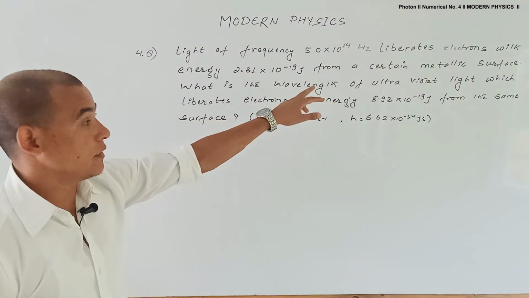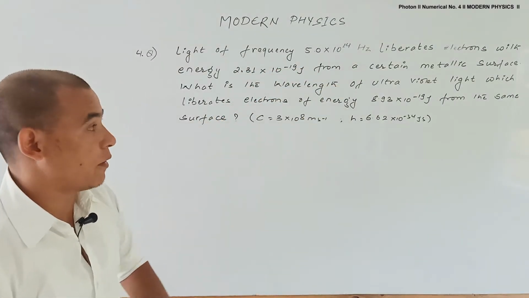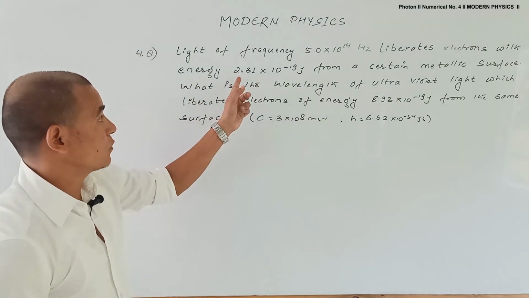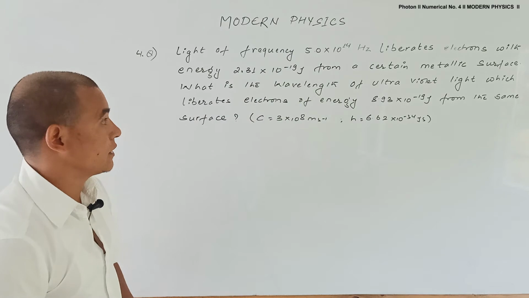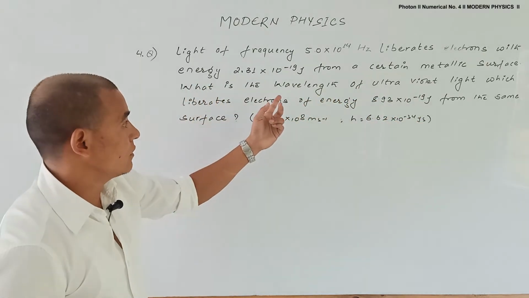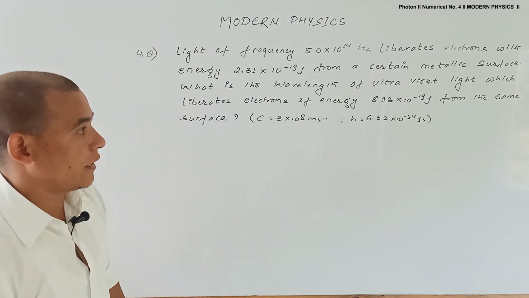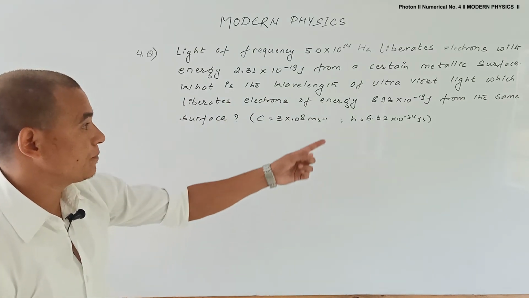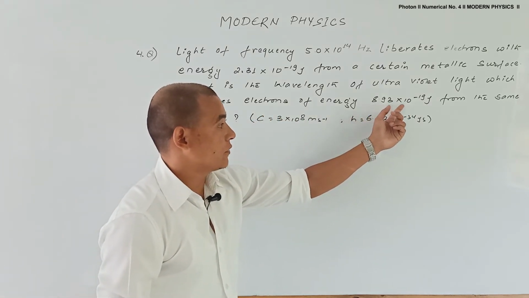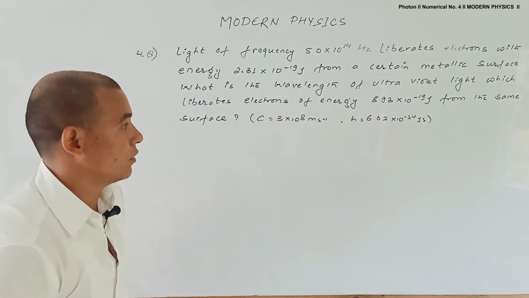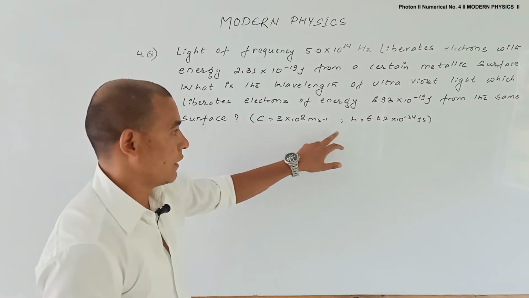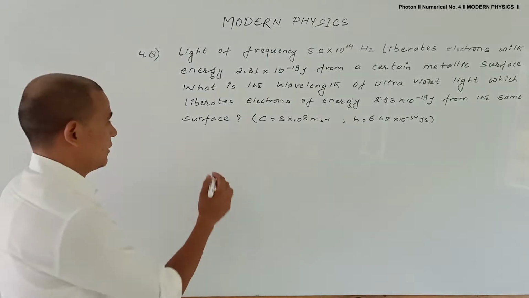The light of frequency 5 into 10 to the power 14 hertz liberates an electron with energy 2.31 into 10 to the power minus 19 joule from a certain metallic surface. What is the wavelength of the ultraviolet light which liberates an electron with energy 8.93 into 10 to the power minus 19 joule from the same metal surface? Given c, the velocity of light, and Planck's constant.